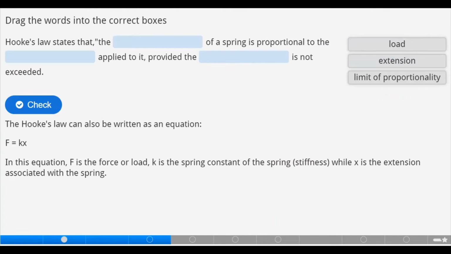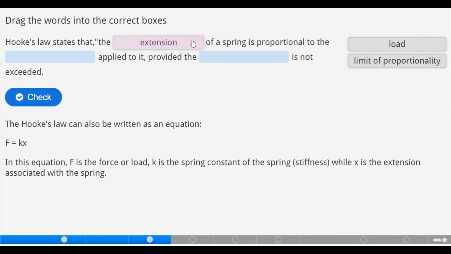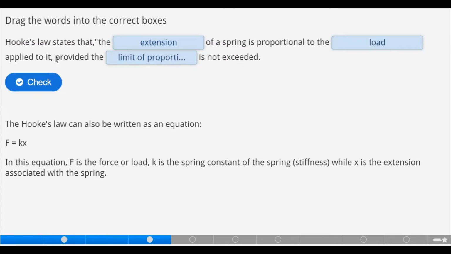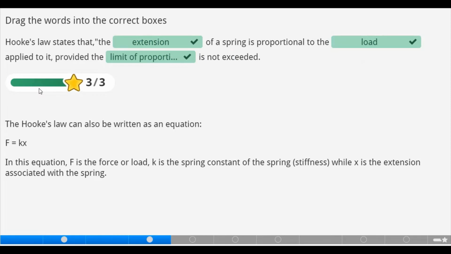Let's move on. Now, let's drag the following words into the correct boxes to be able to state what Hooke's law is. Hooke's law states that the extension of a spring, as we saw earlier, is proportional to the load or force applied to it, provided the limit of proportionality is not exceeded. So let's check and see. That's correct.